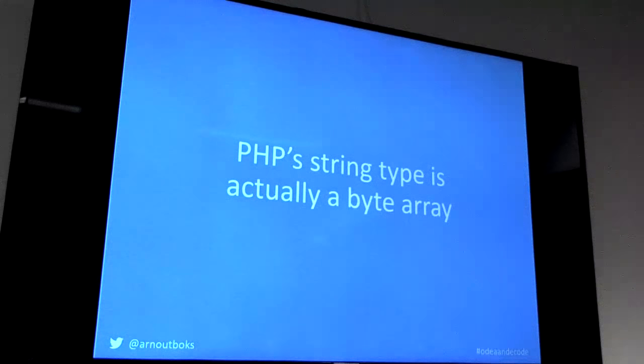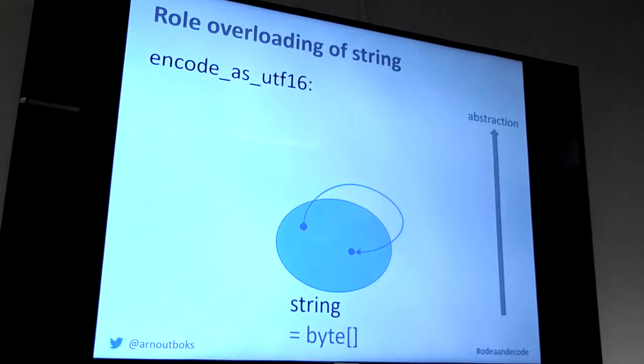PHP doesn't know anything about real strings and what is a character. PHP just stores strings of bytes, actually. So every time we use the string type in PHP, it's actually just an array of bytes without any knowledge about that. So what our encode as UTF-16 function actually looks like is more something like this. It maps from the set string to the set of byte arrays, which is actually just the same as string.